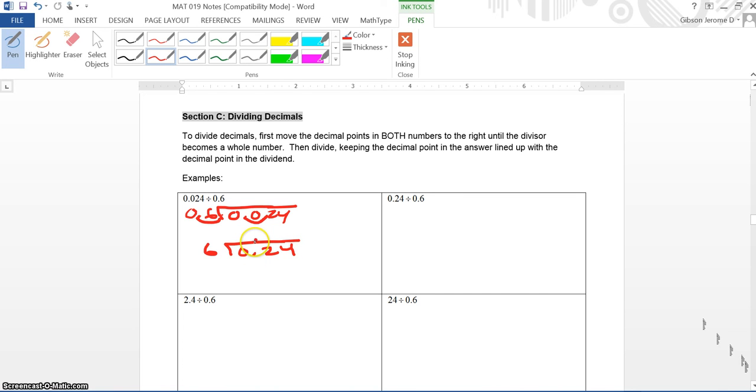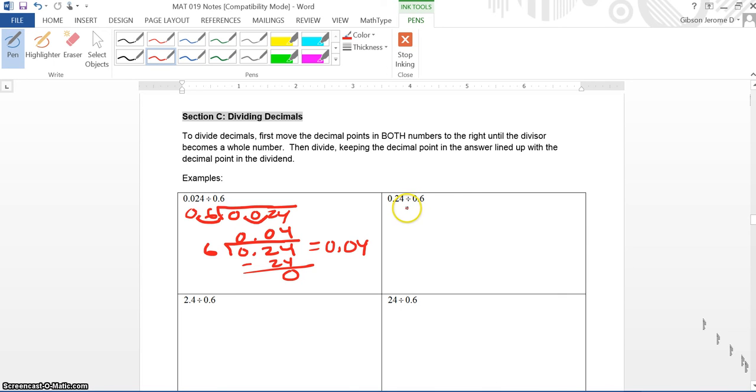So now we bring up our decimal. Now we ask ourselves, 6 goes into 0 0 times, 6 goes into 2 0 times, but 6 goes into 24 4 times. 4 times 6 is 24, and we have no remainder. So our final answer is 0.04.